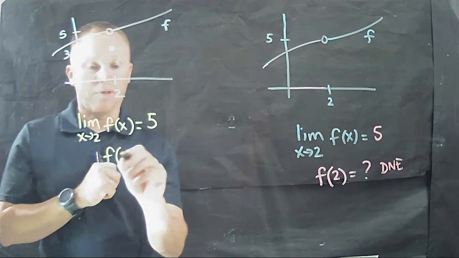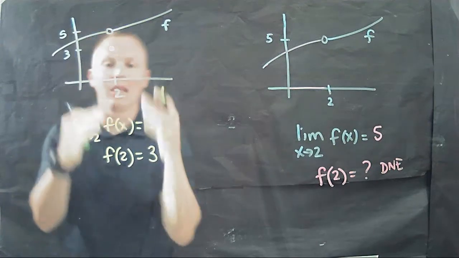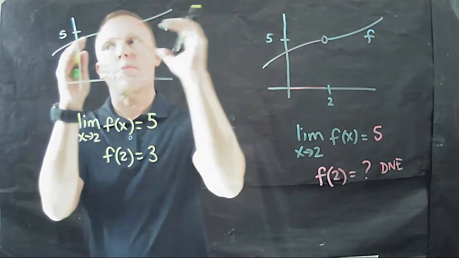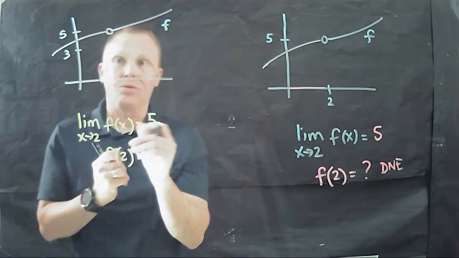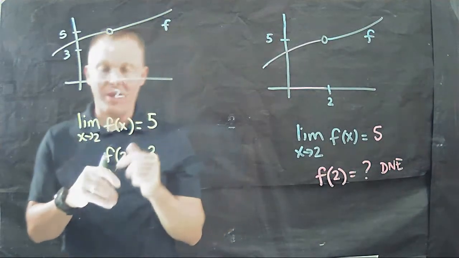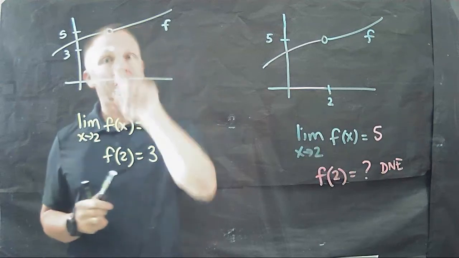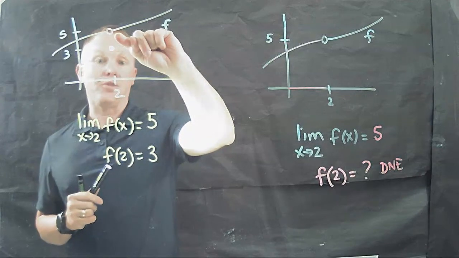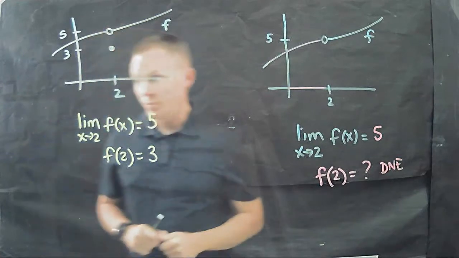But what's f of 2? f of 2 is actually 3. But the limit is still 5 because the values of the function are approaching 5. It just happens that at 2, they equal 3. So this is what we mean when we say f gets close to, but not necessarily equal to. Because in this case, f of 2 is 3, but the y values were approaching 5. Okay?